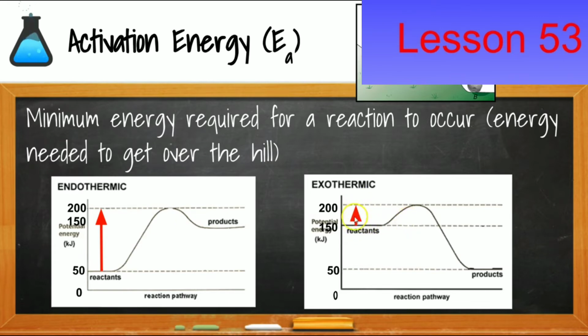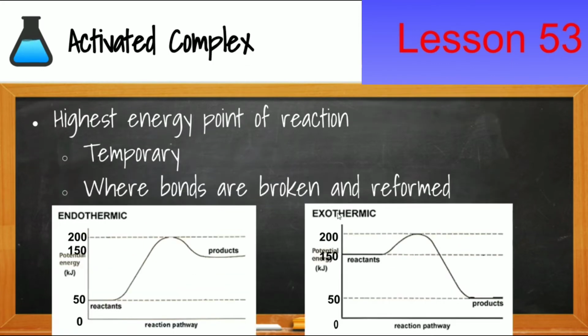For the exothermic reaction, the activation energy is still the difference between the reactants and the bump. But in this case, our activation energy is only 50 kilojoules. So we need a lot less energy to get this reaction started. But if we don't have 50 kilojoules, then no reaction will occur. Exothermic reactions have significantly lower activation energies. They tend to be spontaneous or favored by nature.